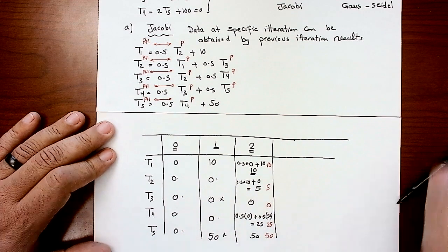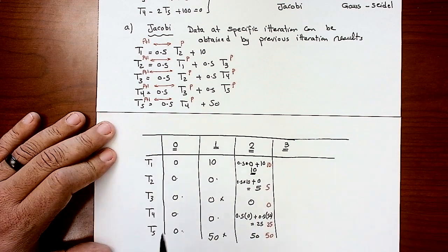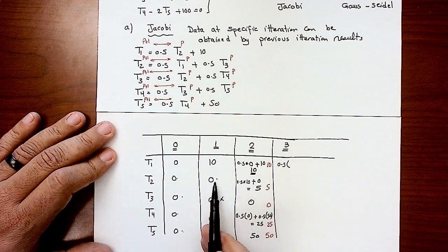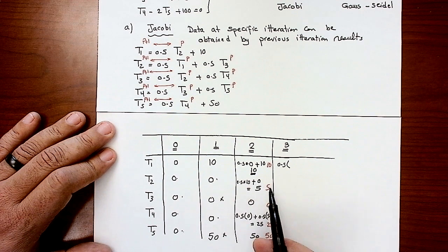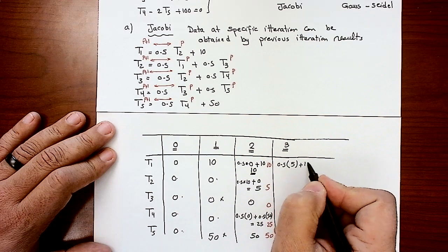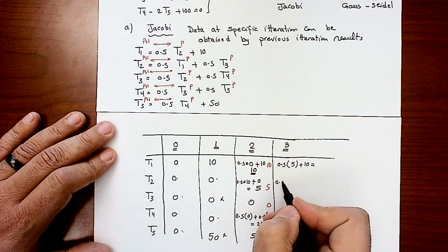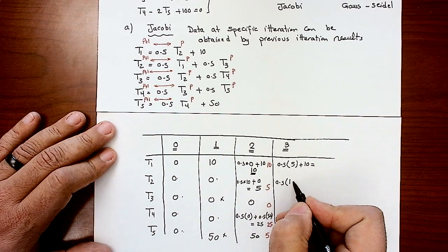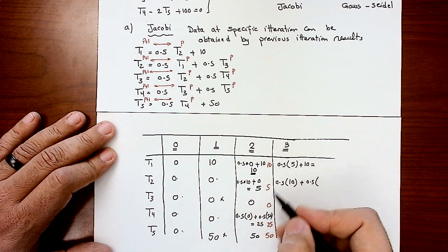Now we are marching. Now, if I want to go for iteration number 3, for the first equation, I will have 0.5 times T2 from where? Not from here, just from the previous step, which has a value of 5. So 0.5 times 5 plus 10. Then go to the second equation. It's 0.5 times T1 taken from the previous step, which is 10, plus 0.5 T3 from the previous step, which is 0.